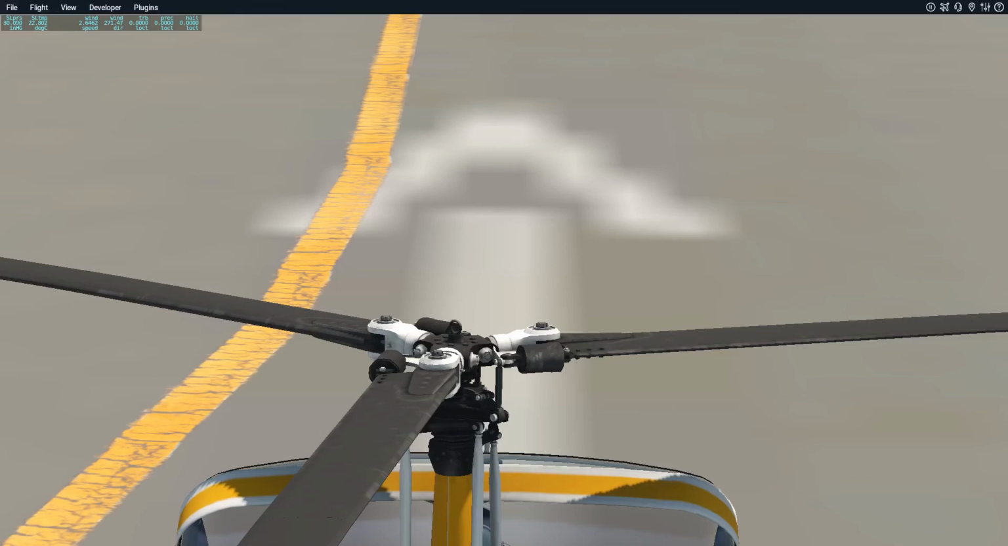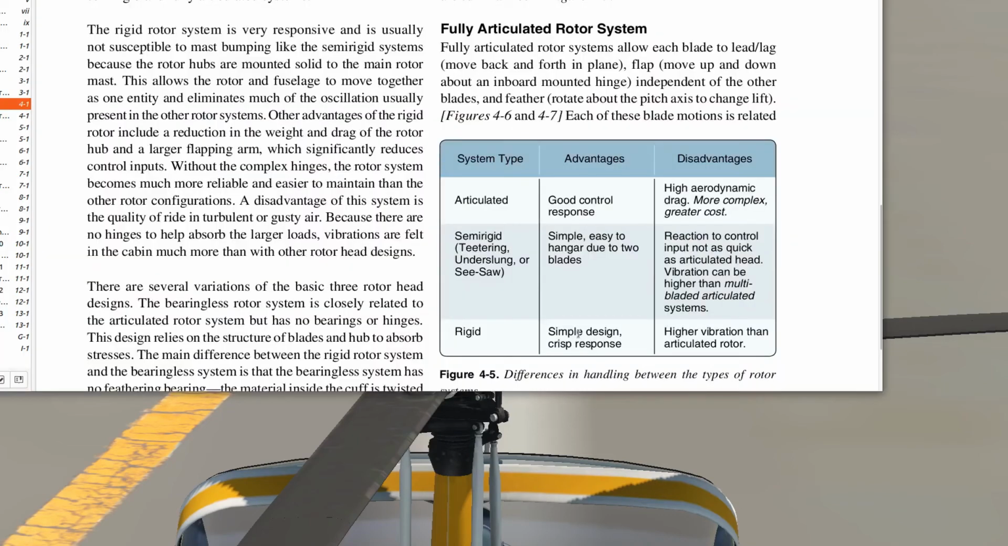So what are the pluses and minuses of these different systems? If I look at an articulated system, its pluses, it gives me good control response. Downsides, high aerodynamic drag, and it's slightly more complex and more expensive than, say, a semi-rigid system.